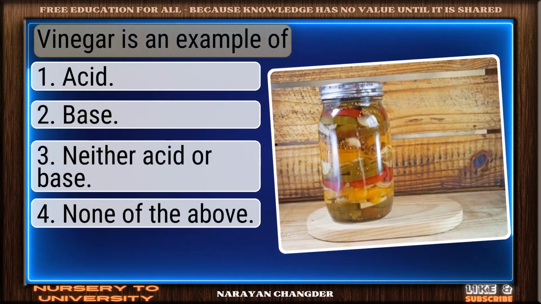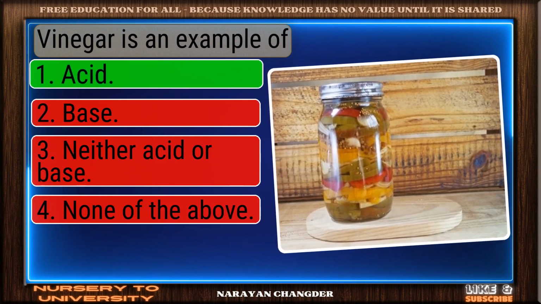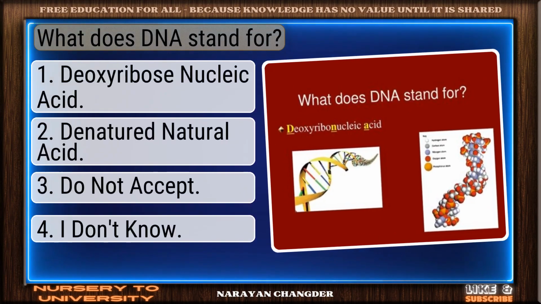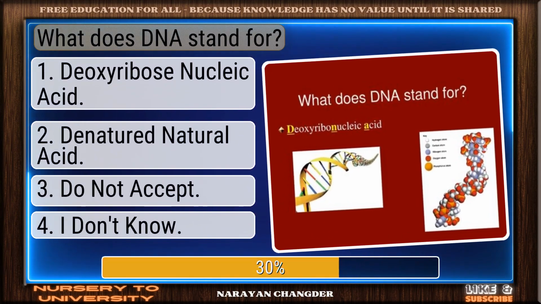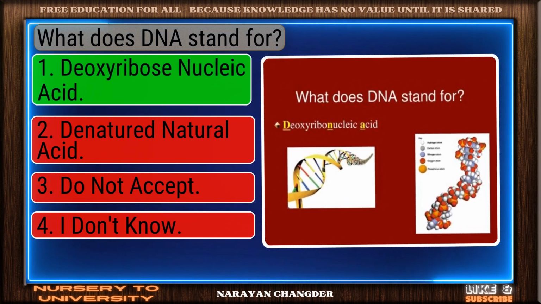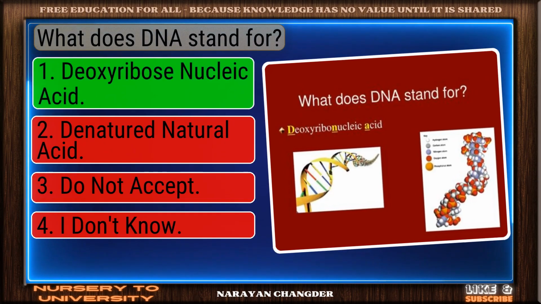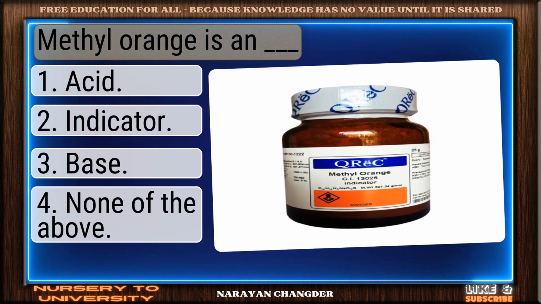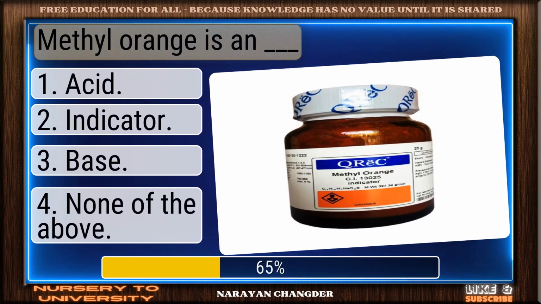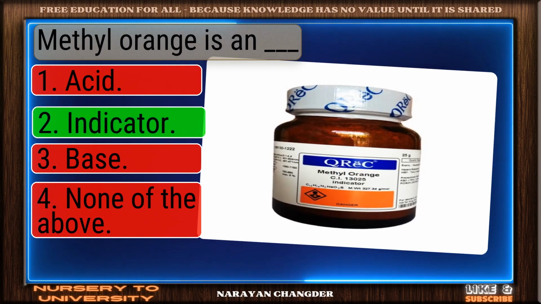Question number 223. Vinegar is an example of. Right again. Acid is a valid answer. Question number 224. What does DNA stand for? Sharp thinking. Deoxyribose nucleic acid is the right choice. Question number 225. Methyl orange is an dash. Great thinking. Indicator is the right choice.